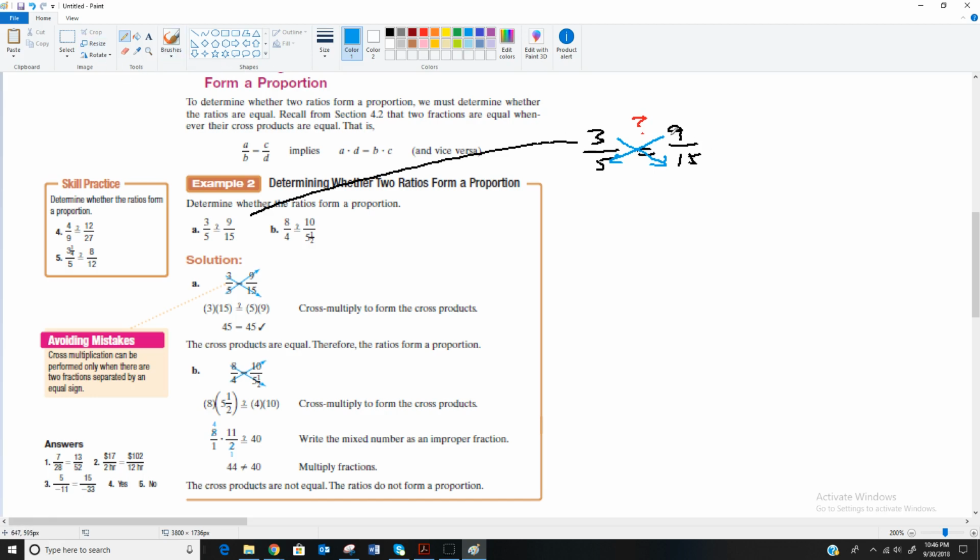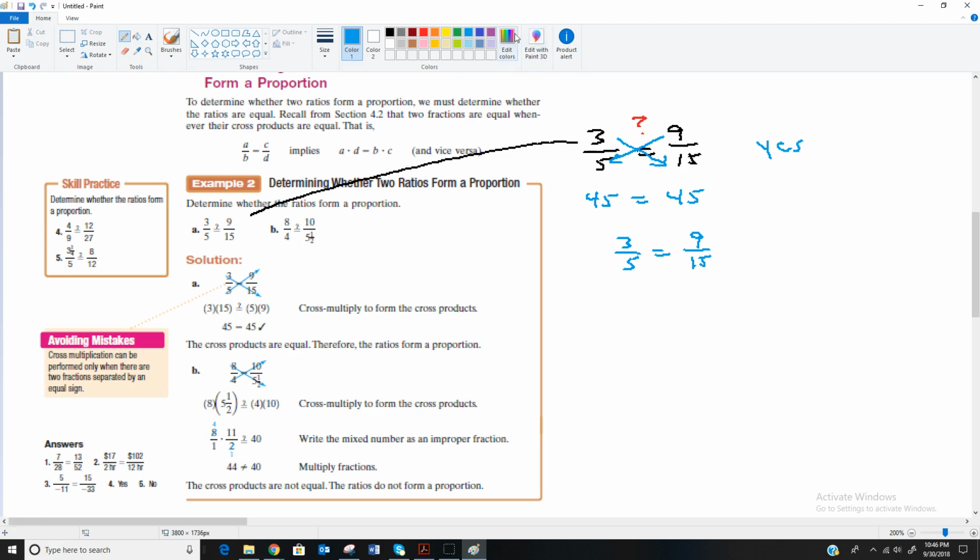So in this case, 9 times 5 is 45, and 3 times 15 is also 45. So yes, this is a proportion. 3/5 is equal to 9/15, or 3 to 5 is the same as 9 to 15. You could also see if they got multiplied by the same thing. So 3 times 3 is 9, and 5 times 3 is 15. We could check that also. But a lot of people like this cross multiplication. It's quick and it's easy.